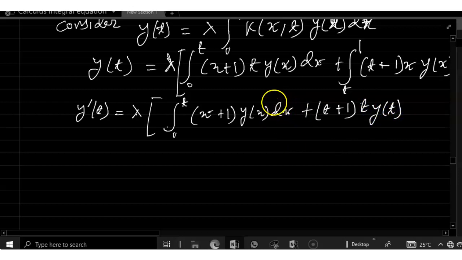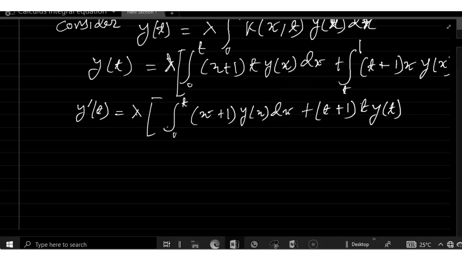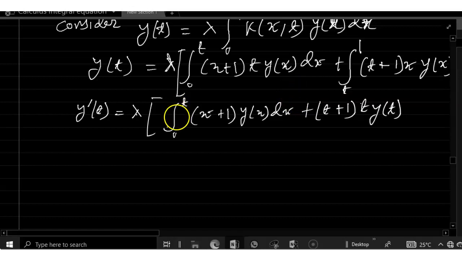because friends, whatever I want to do, I apply the Newton Leibniz theorem. I just apply the formula for differentiating, the Newton Leibniz theorem.